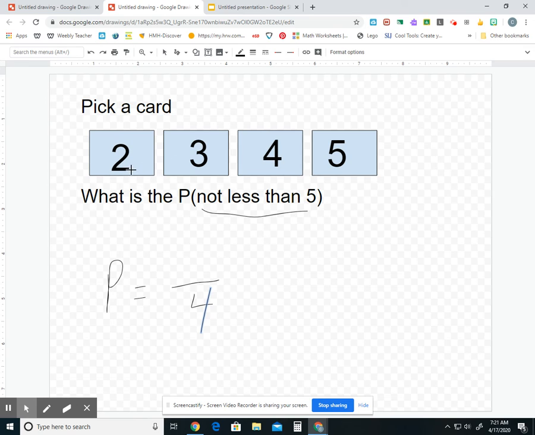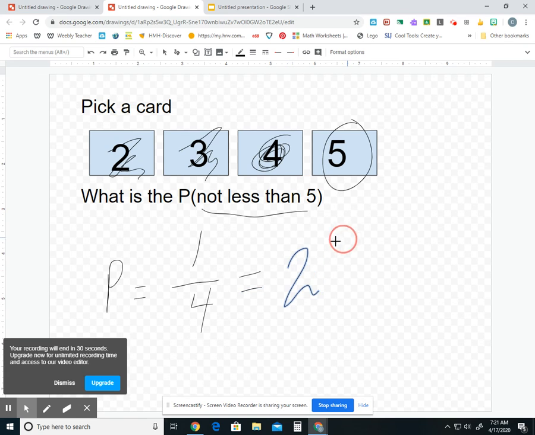I want a card that's not less than 5. Is 2 less than 5? Yep. I don't want one that's less than 5. So that one is not viable. Is 3 less than 5? Yep. So I don't want that one. Is 4 less than 5? It is less than 5. So I don't want that one either. So what is the probability of getting one that's not less than 5? Well, 5 is not less than 5, right? So I only have one chance or one thing that I would choose. So it would be 1 over 4. Again, they'll either ask you for a fraction or they might ask you for a percent. 1/4 is 25%.